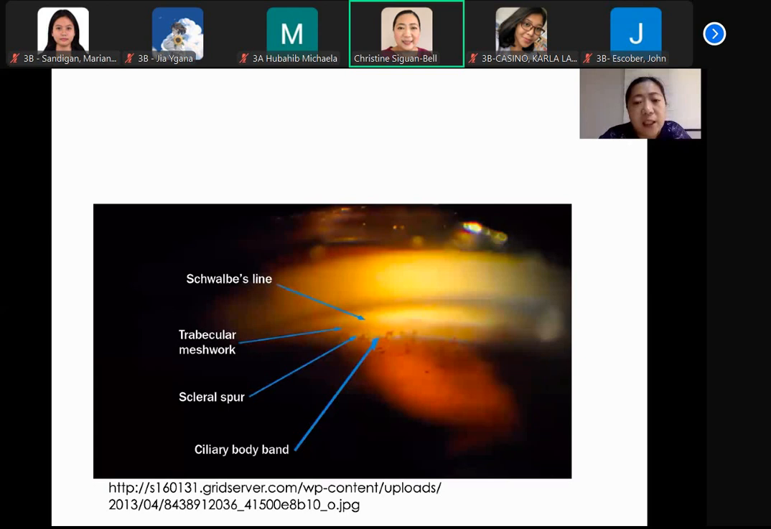This is a picture of what an ophthalmologist sees during gonioscopy. So these are the parts of the angles of the eye. We have the Schwalbe's line, as seen in the blue arrow, the trabecular meshwork, the dark brown pigmented band. We have the scleral spur, which is a white band, and the ciliary body band, which is the grayish band pointed in the blue arrow. So again, this is what is seen in the angles of a normal eye or a patient with an open angle.